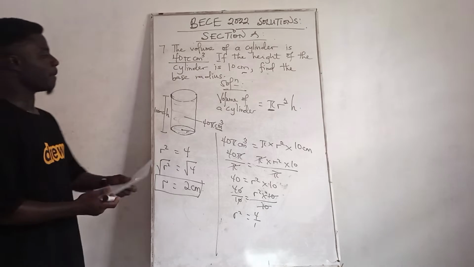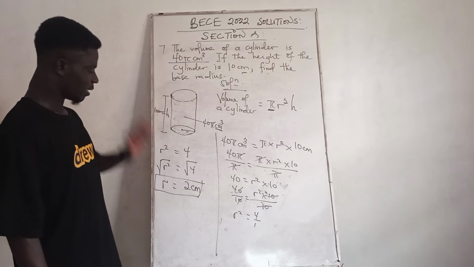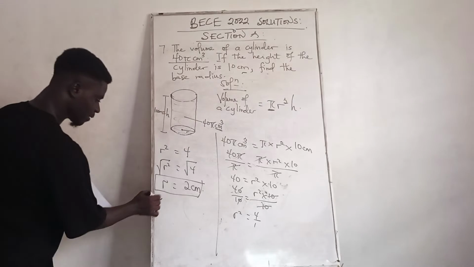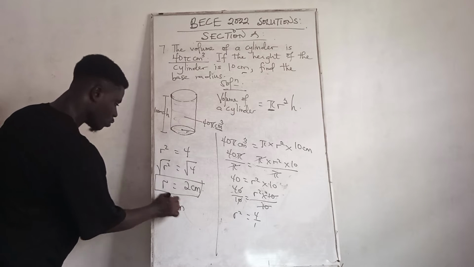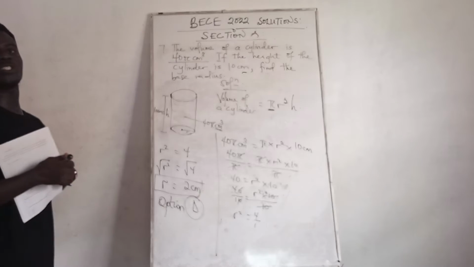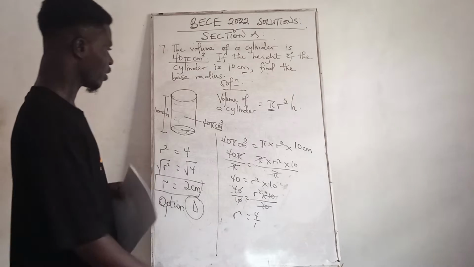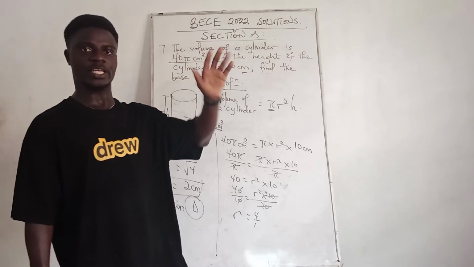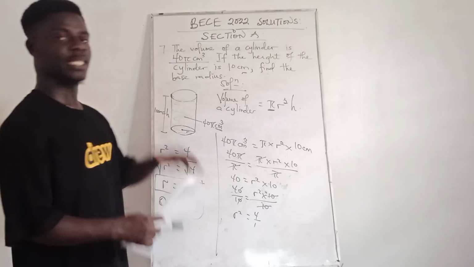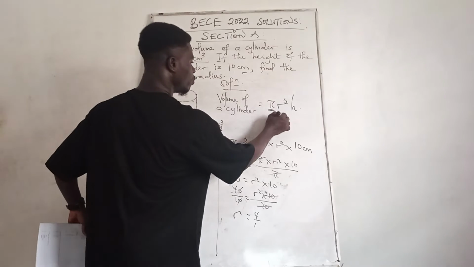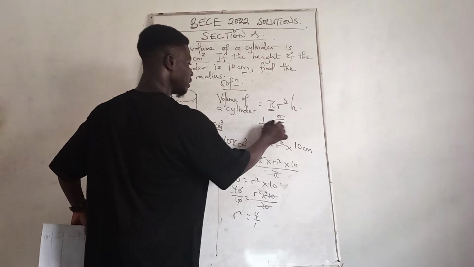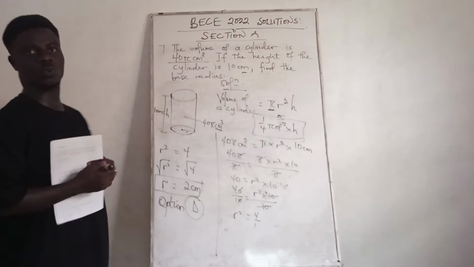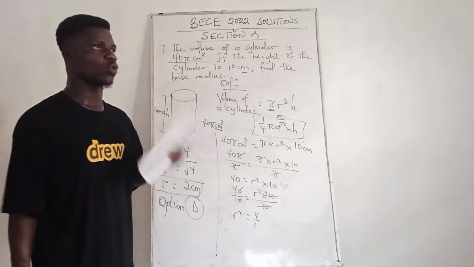So therefore, the base radius of the cylinder is 2 centimeters. And this is option D. Very, very simple. So always, the volume of a cylinder is equal to pi r squared h, which is the area of a circle, then times the height. Or we can use 1/4 pi d squared, then we multiply that by h. You can also use this one. Alright, so watch it carefully.